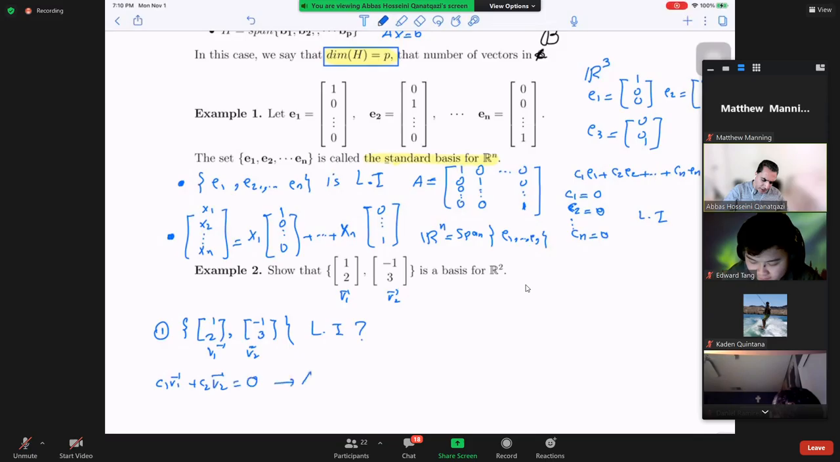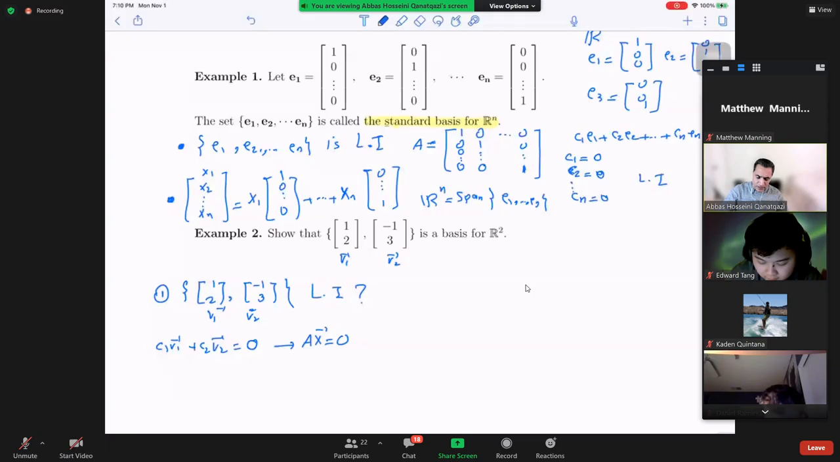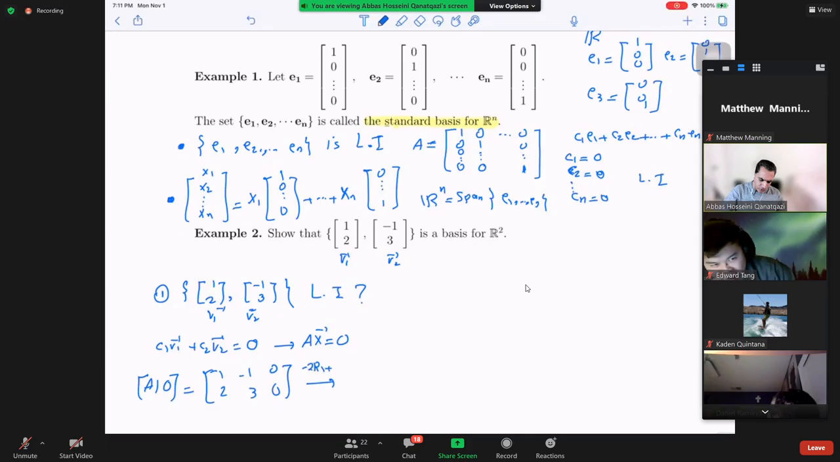And then we consider the system of equations Ax equal to zero. Ax consists of c1 and then c2. If it has only the zero solution, they are LI. So to solve this system, we need to consider the augmented matrix [A | 0], which is 1, 2, -1, 3, and 0, 0. So I'm trying to find the row echelon form of that. I do the elementary operation -2R1 plus row 2. We have 1, -1, 0, and then we have 0, 5, and 0.